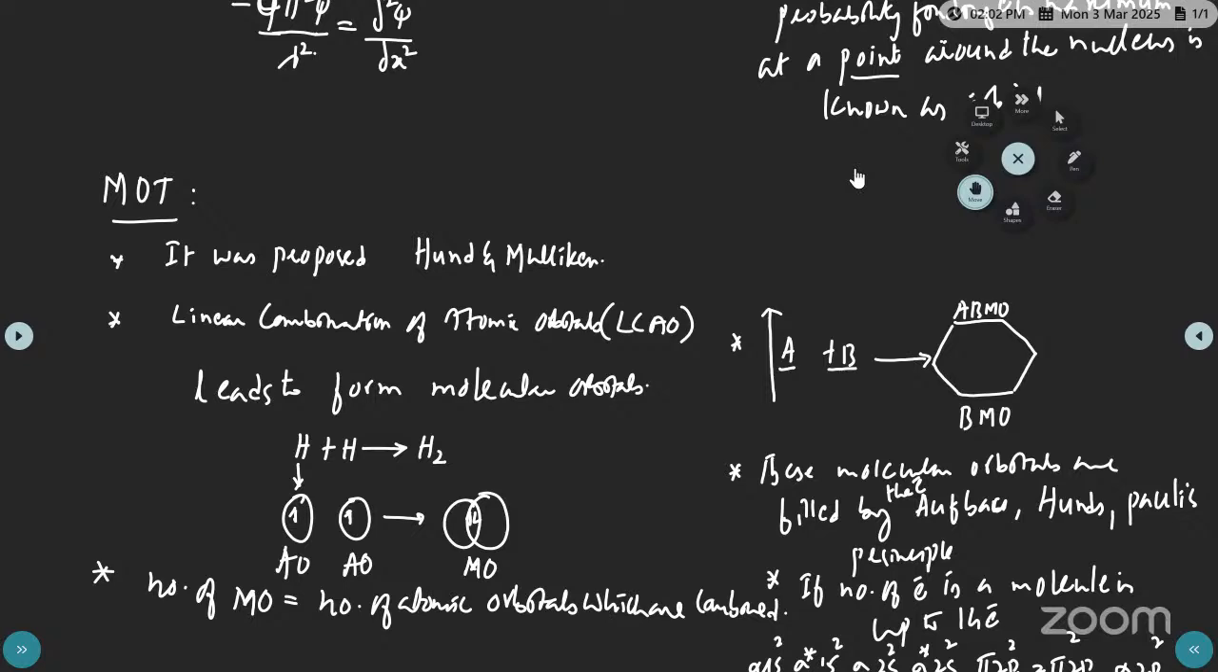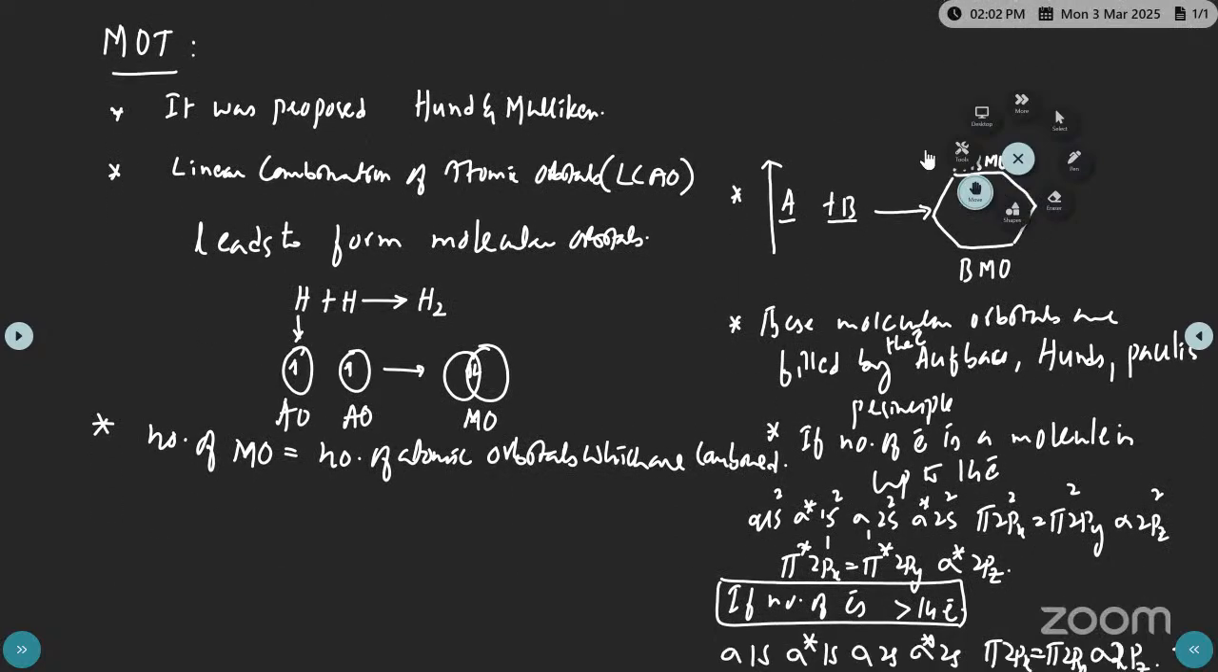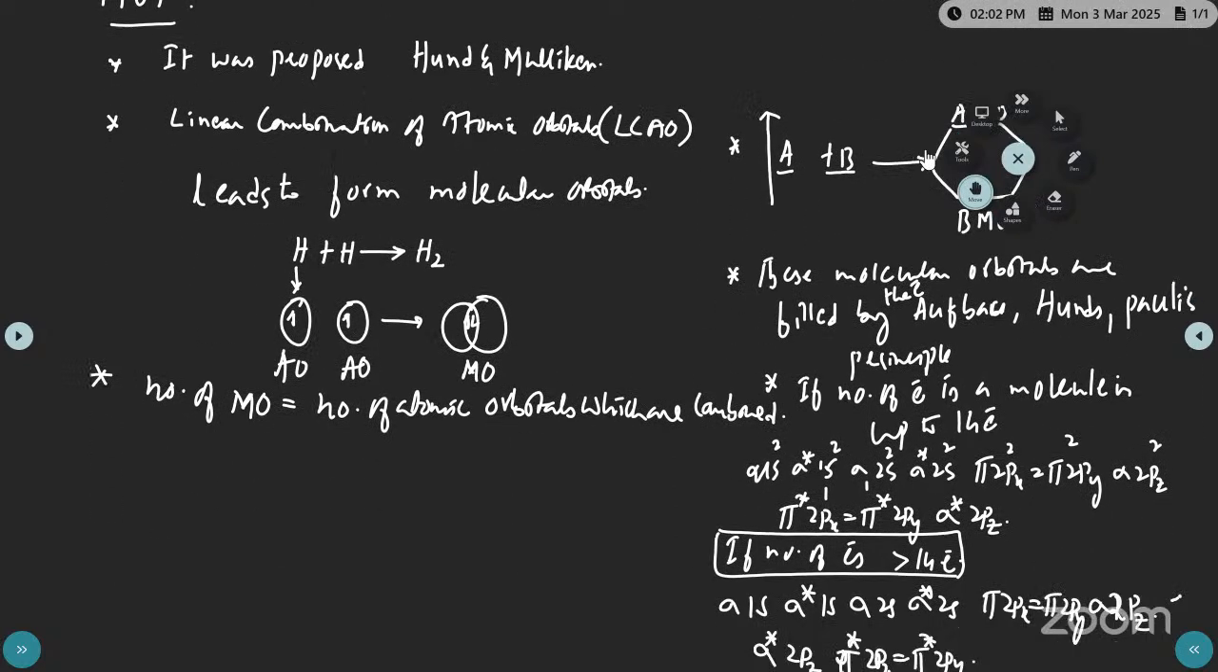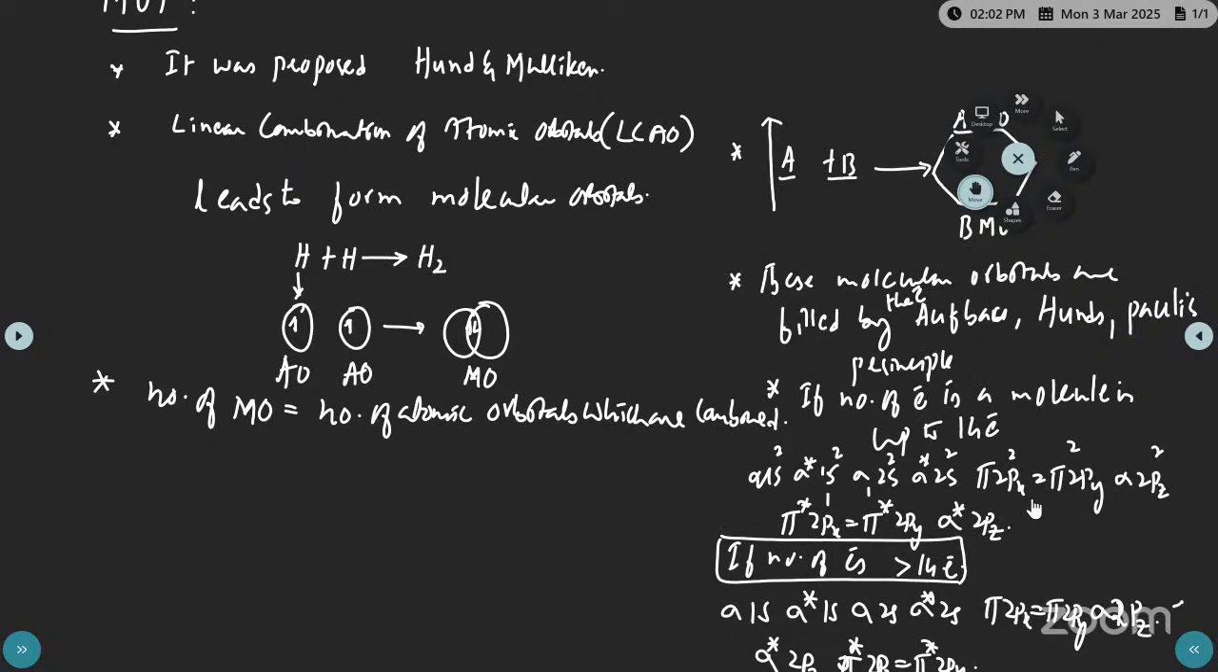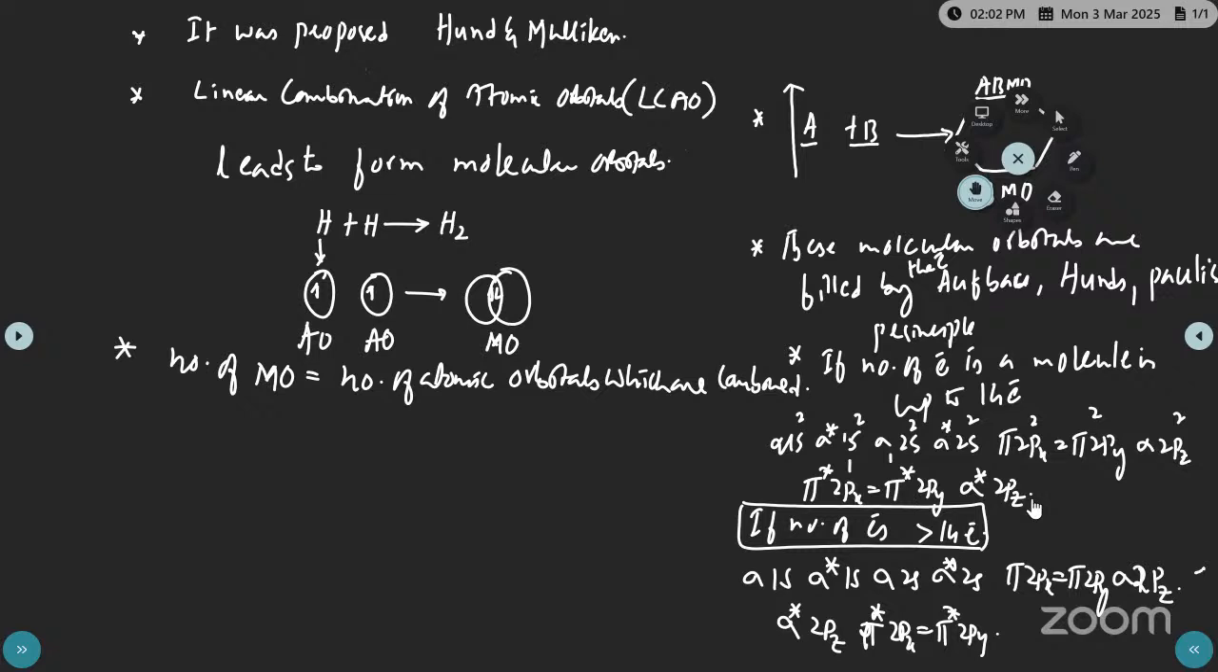If the number of electrons in a molecule is up to 14, this is the configuration. And if the number of electrons is above 14, this is the configuration.